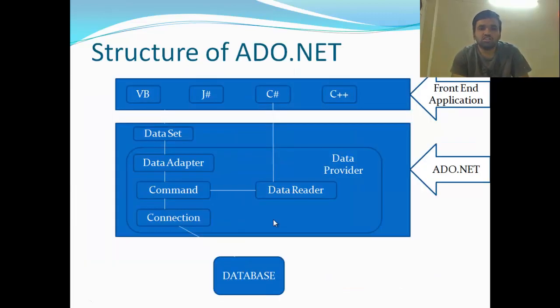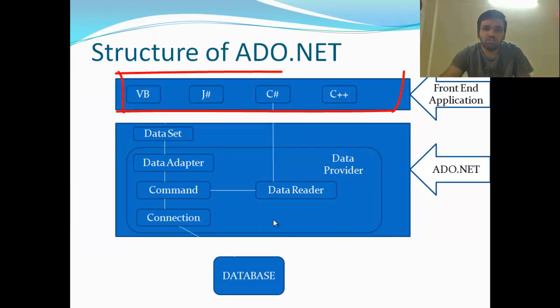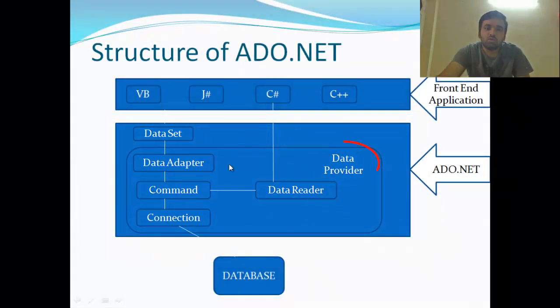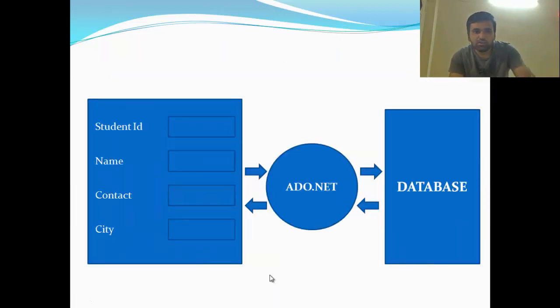Then here we can see a structure of ADO.NET. Here, the first layer we can see is the front end application: VB, JSharp, C#, C++. Here we can see ADO.NET. ADO.NET is divided in two parts: dataset and data provider. And the third layer we can see is the database. Here you can compare with the above image.